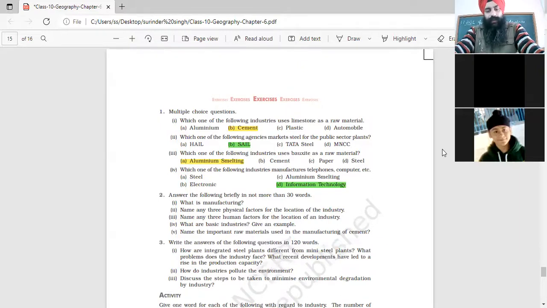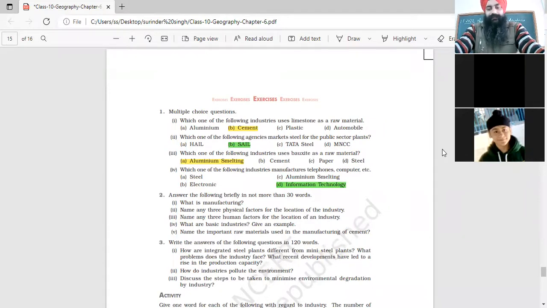Question number two, what is manufacturing? Manufacturing is the process used for transformation of raw material into usable items, into finished goods. Ginning in cotton textiles is a manufacturing process. Ginning, spinning, weaving, and tailoring are manufacturing processes used for transformation of raw material into finished goods. Second, name any three physical factors for the location of industry.